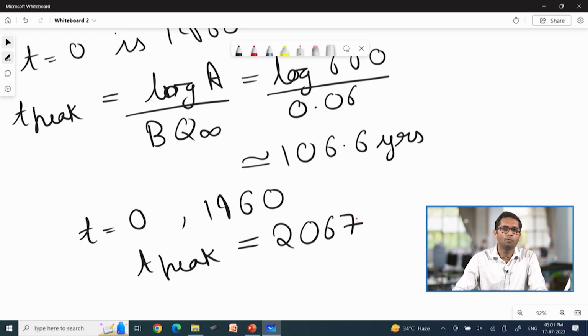So this is the time when the coal that is available in the country is likely to peak, if we carry on with the consumption rate. And this is again based on a simplistic model that we have just hypothesized.